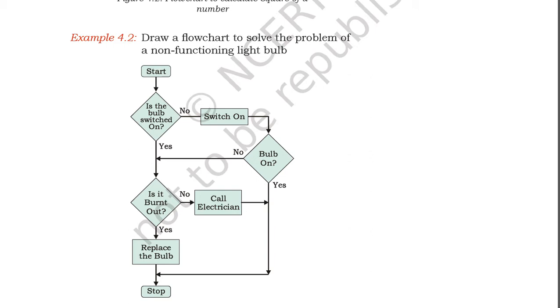Today we will learn how to draw a flowchart to solve the problem of a non-functioning light bulb. We have already discussed the previous section of this chapter, chapter number 4, Introduction to Problem Solving for CBSE Class 11 Computer Science.